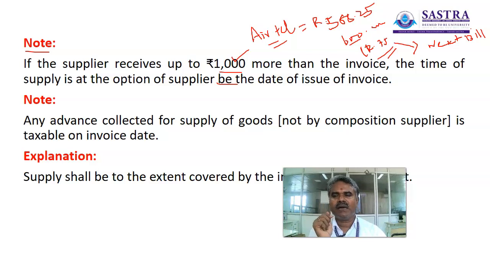But here you have to understand, any advance collected for the supply of goods, not by a composition supplier, is taxable on the invoice date. Suppose you receive an advance for supply of goods. Usually whenever we place an order, immediately we pay some advance. But when you pay advance for supplies, this advance is taxable on the invoice date.